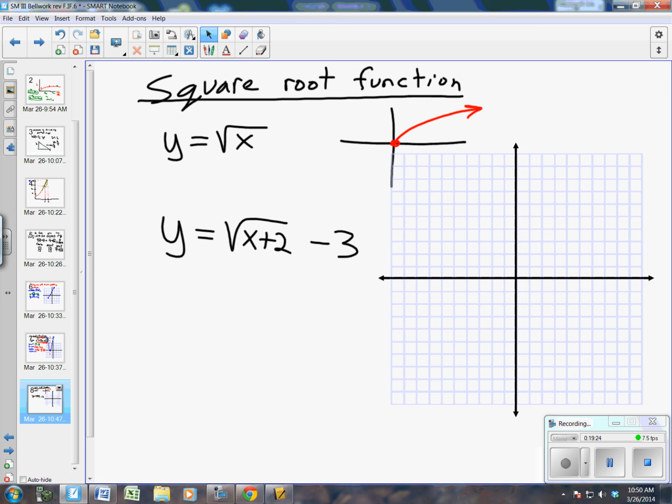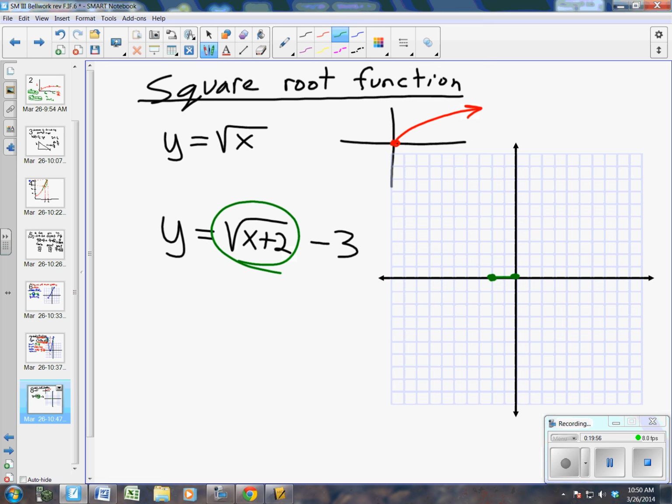Okay, because we know the parent function's at 0, 0. So we can use the fact that x plus 2 is inside the function, right? When it's inside the function, it does a horizontal translation. Moves it left or right. Do you remember if it's x plus 2, which way it moves it? To the left. So it's going to move left 2. So we're going to start right here. We're going to move 2 to the left because we studied this a while back.